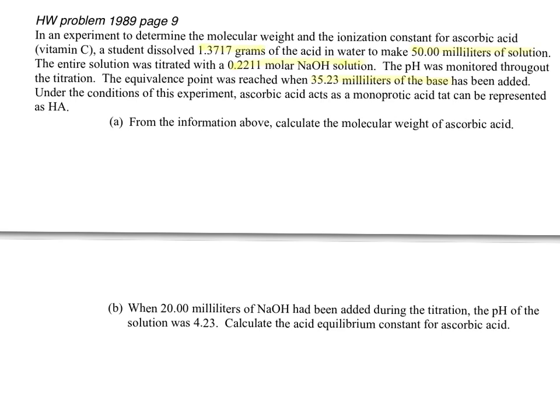First off, we're going to find the molecular weight or molar mass of the ascorbic acid. It tells us the ascorbic acid can be represented as HA. It's a monoprotic acid, and so that means that these are going to react in a 1-to-1 ratio. So if I have the molarity of the base and the volume of the base, I can find the moles of the base. Then moles of base will equal moles of acid. Then I've got grams of acid, so I can use that to find molar mass.